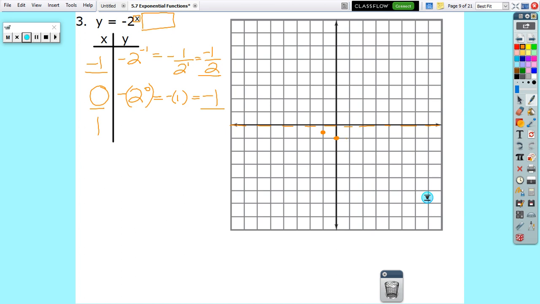And then the last one, again, you have -2 to the first power. Anything to the first power is always itself, so you just get -2. So the next point we're going to plot is 1, -2. Now, if you notice, this graph is a little bit different from the graphs that we've been doing. This one is below our asymptote instead of above our asymptote like the other ones. And the reason for that is because of this negative sign here. So that negative just reflects it across that asymptote.